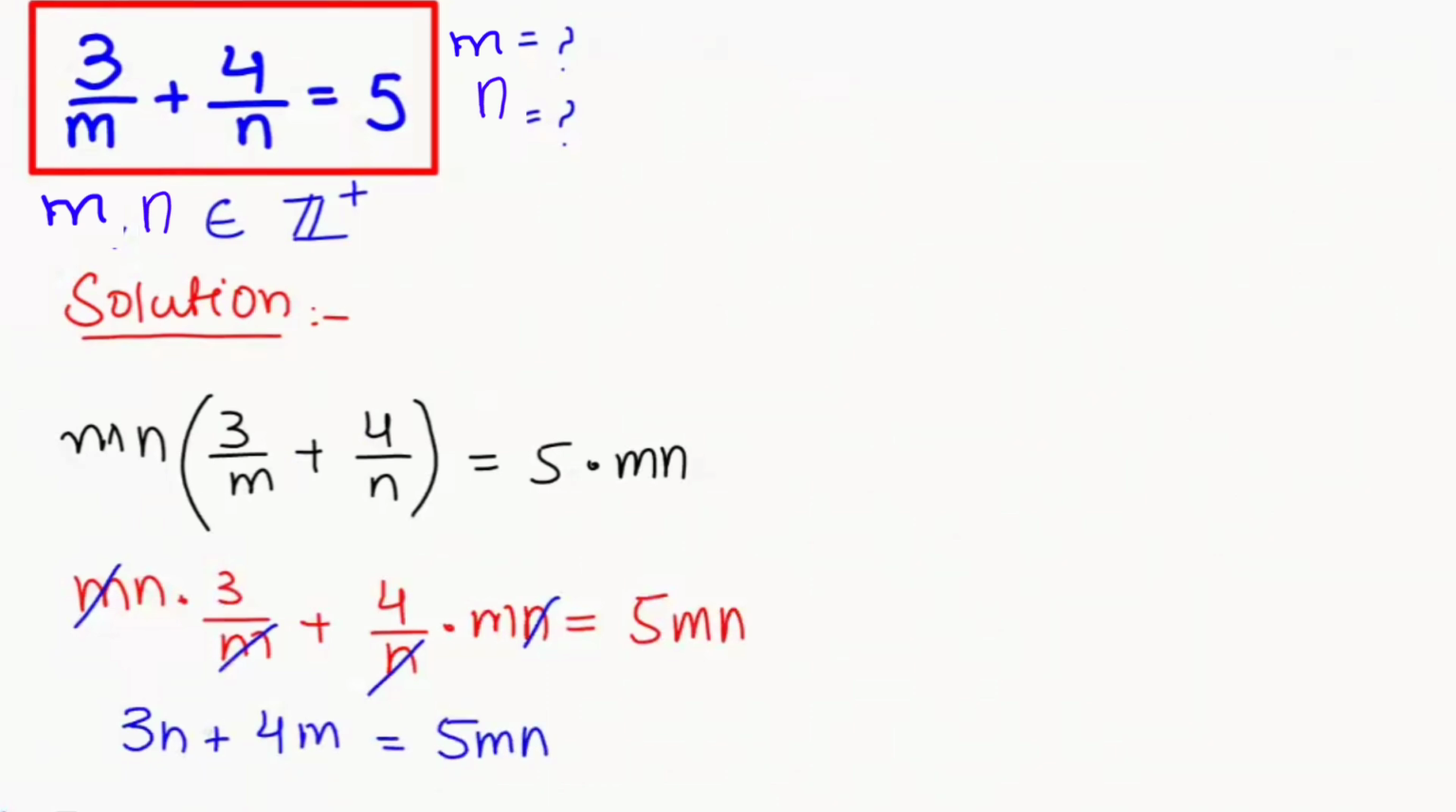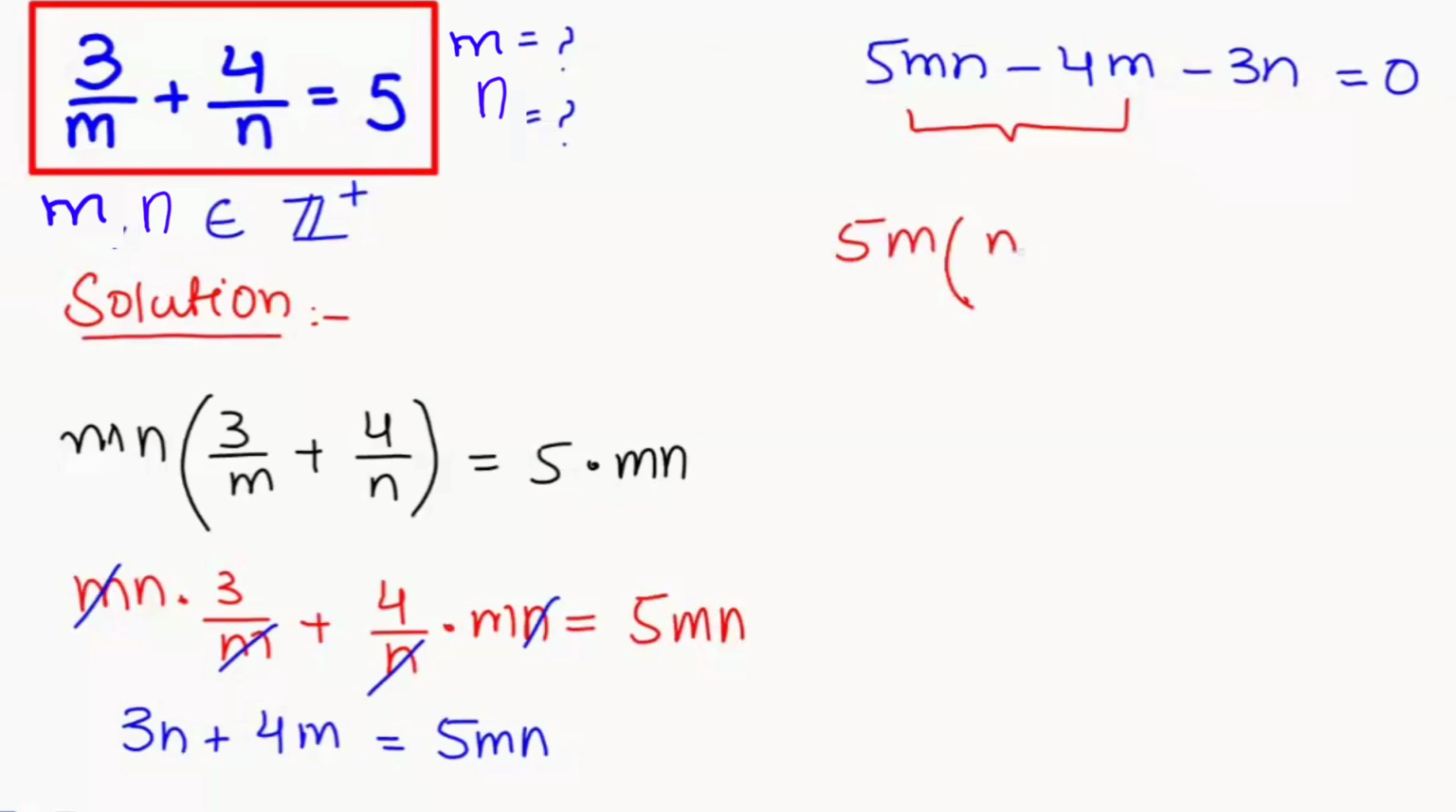Next step, I am going to take this 3n and 4m to the right hand side. 5mn minus 4m minus 3n equals 0. Now in the next step, I am going to express this term in this form: 5m bracket n minus 4 over 5, minus 3n equals 0. Here, if I multiply this 5m with this term, this 5 and this 5 get cancelled, so here we will get 4m.